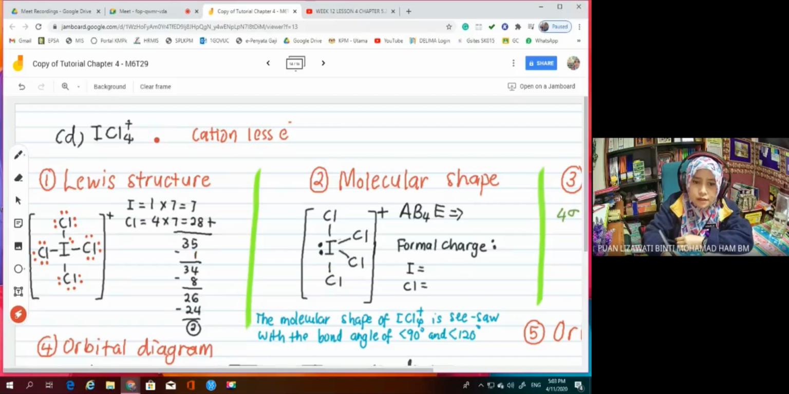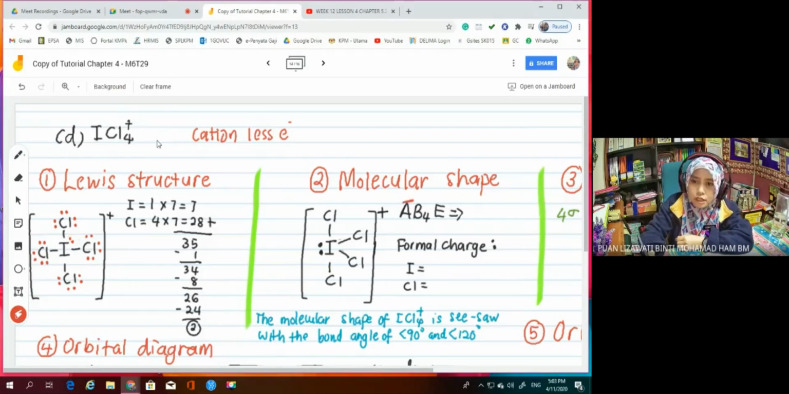And then we can see here we have another 2 electrons remaining. We just place them on the center atom. And because this is an ion, we have to draw the square bracket and the charge outside, the positive charge. Next, for the molecular shape, we refer to the Lewis structure. So we have 1, 2, 3, 4 bond pairs and 1 lone pair.